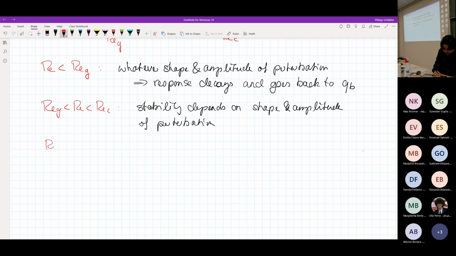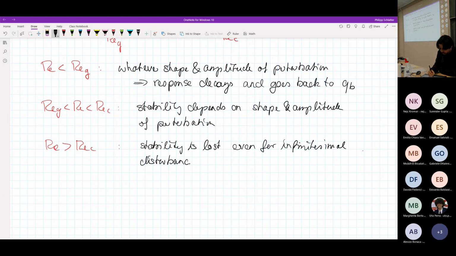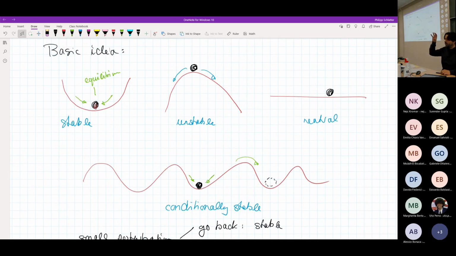And then, of course, the third case: if the Reynolds number is larger than Re C, then we are in the situation that the stability is lost even for infinitesimal disturbances. Of course, that means that even if I just perturb a little bit in any of the directions, it would just exponentially grow and be unstable. And of course, the classical example is this guy. Even if I just perturb it a little bit, it will directly be unstable.